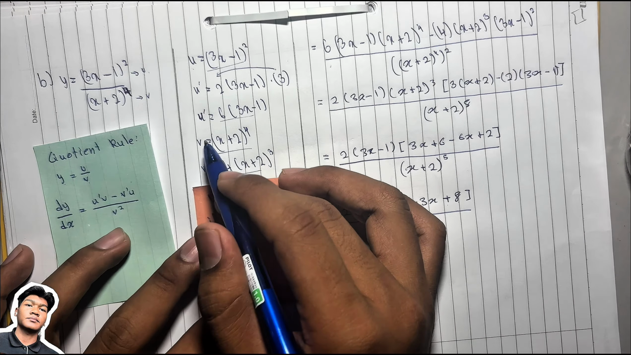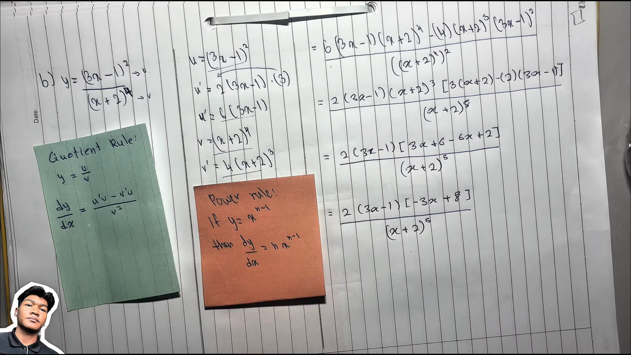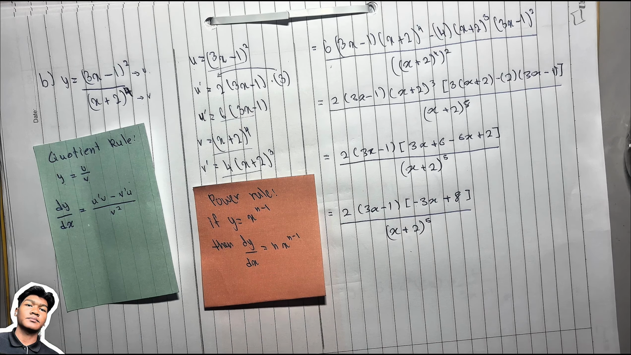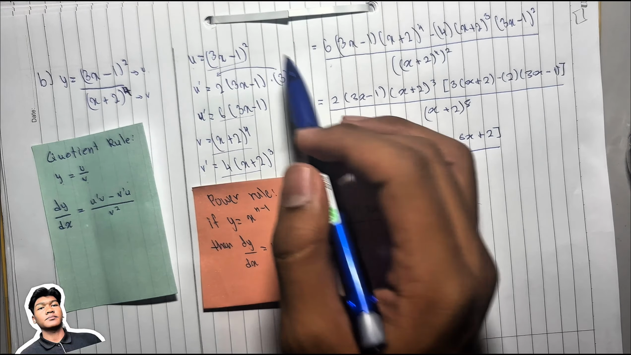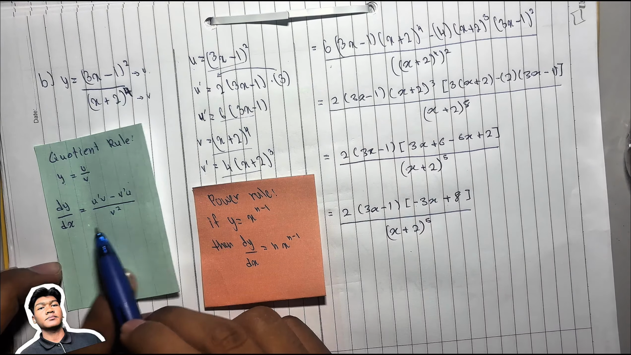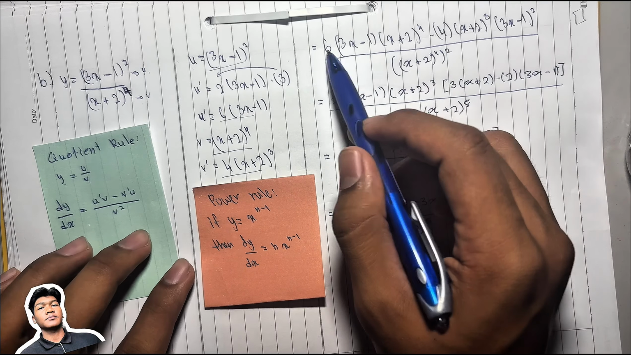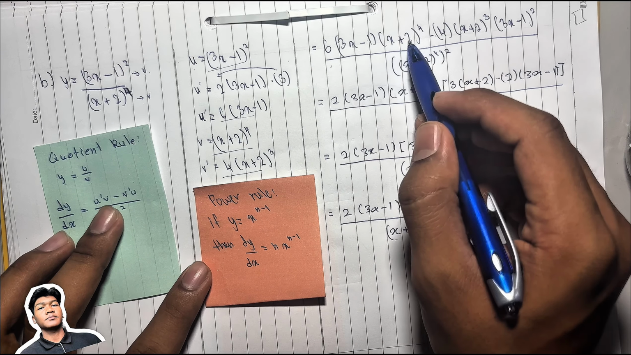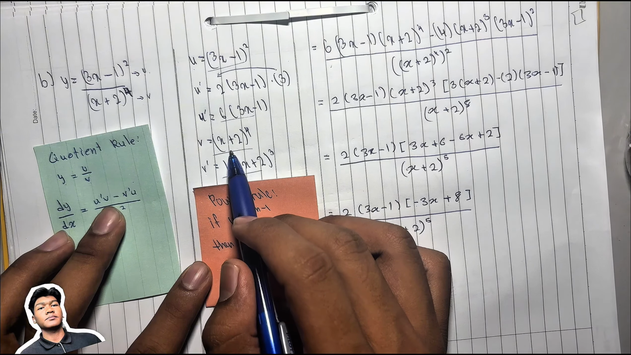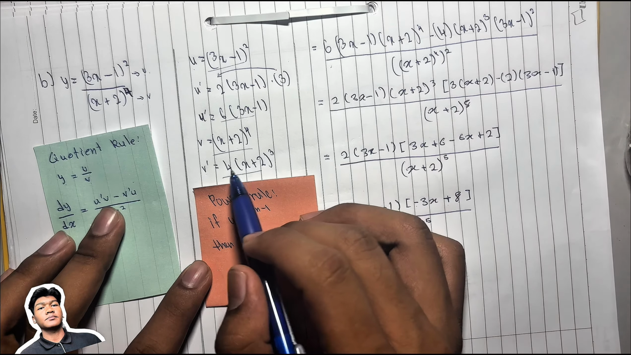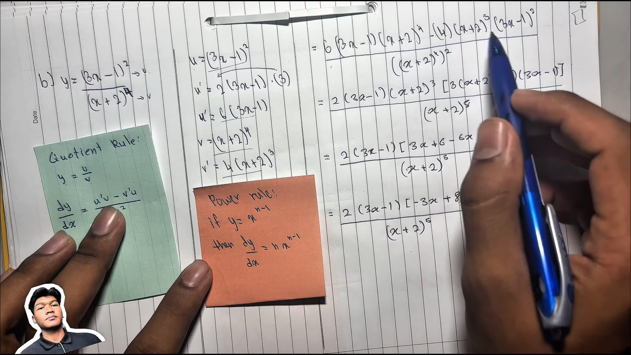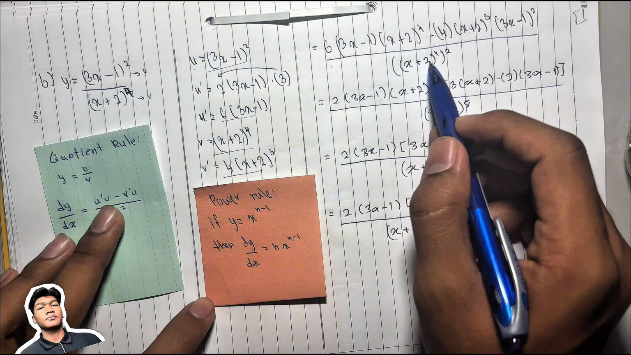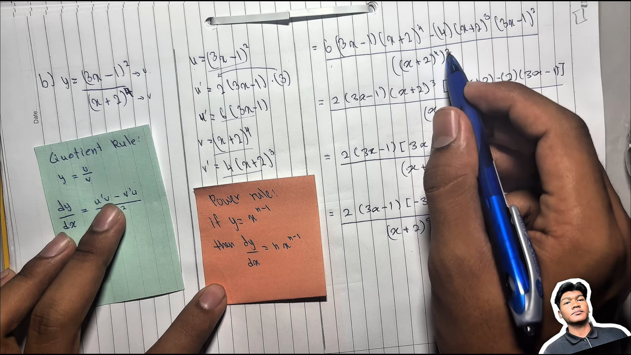Same as v, to get the v prime, we're going to use the power rule. And then after we get u prime, v and v prime, we're going to key all this information into this formula. So 3x minus 1 is u prime, x plus 2 to the power 4 is v, minus 4 times x plus 2 to the power 3 and 3x minus 1 to the power 2, over x plus 2 to the power 4, all squared.